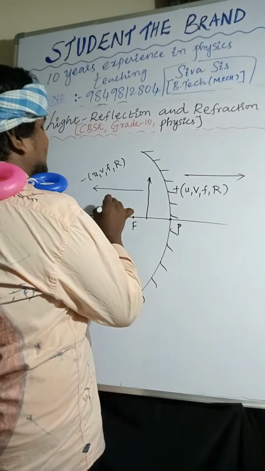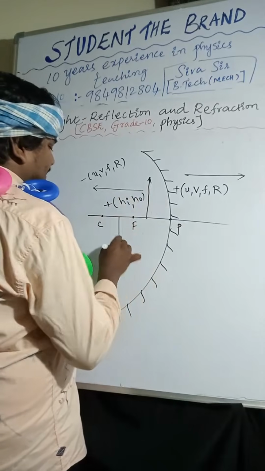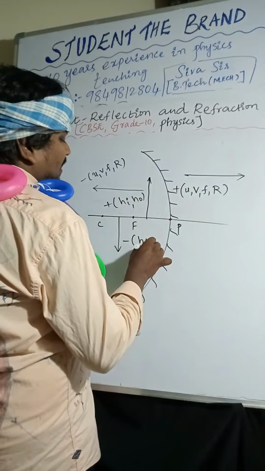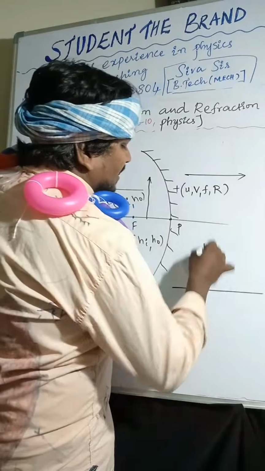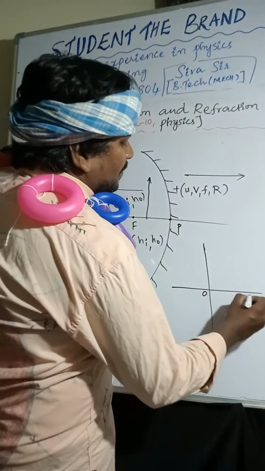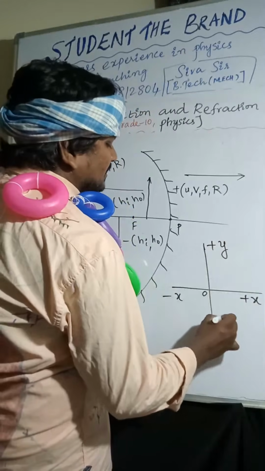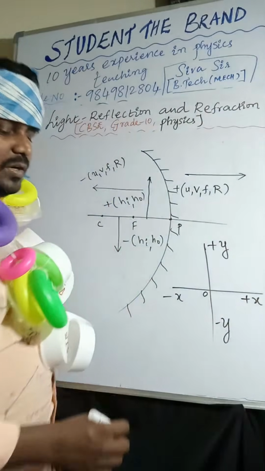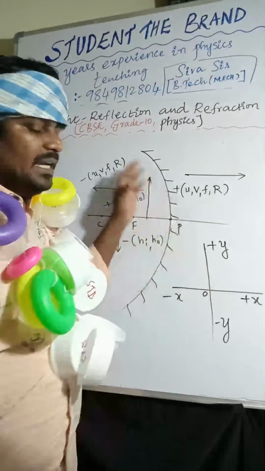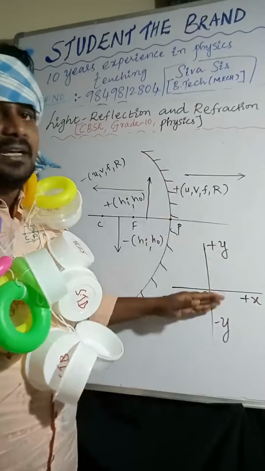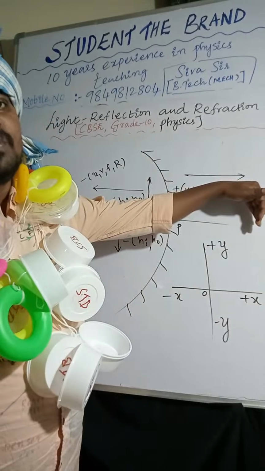Above the principal axis, height of the image and height of the object are positive. Below the principal axis, height of the image and height of the object are negative. According to the coordinate axis, if you take the origin, positive x-axis, negative x-axis, positive y-axis, negative y-axis, we can consider the sign conventions as they are. So along the positive x-axis, in the direction of incident rays, all are positive.